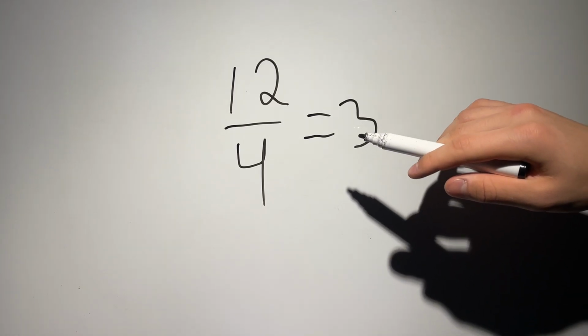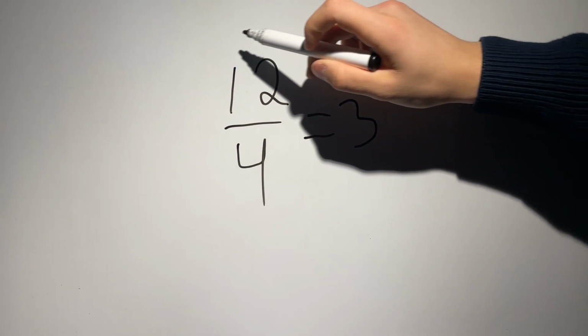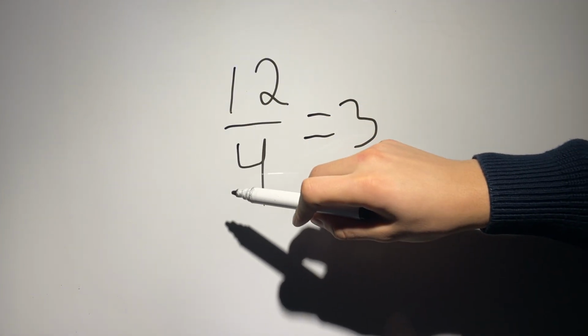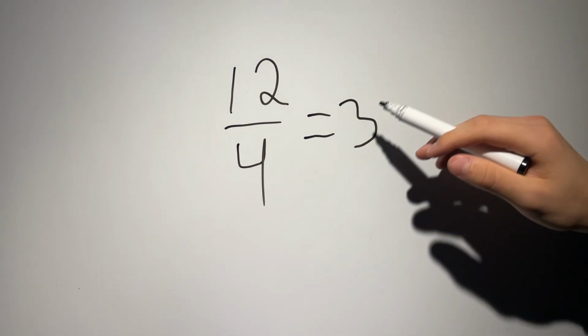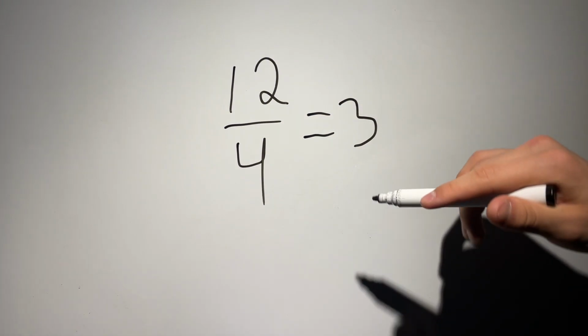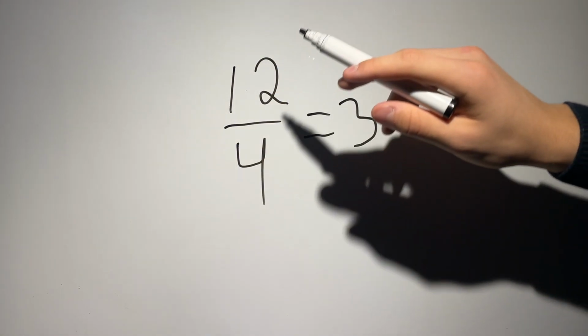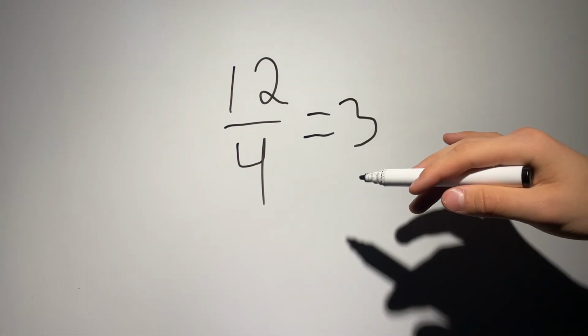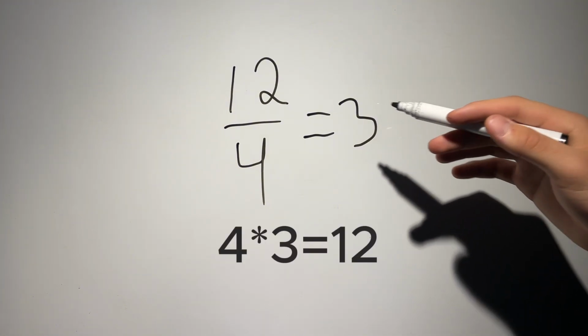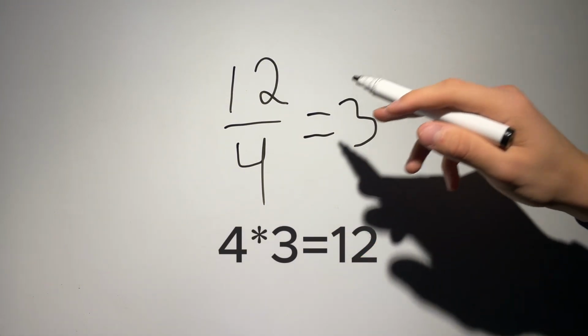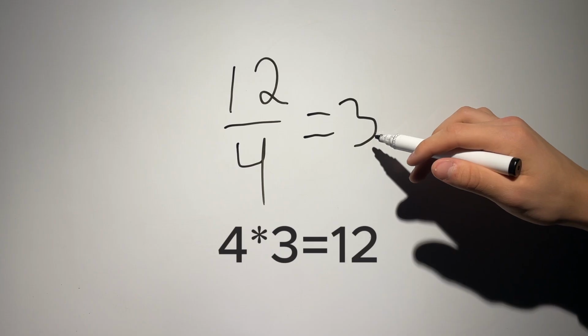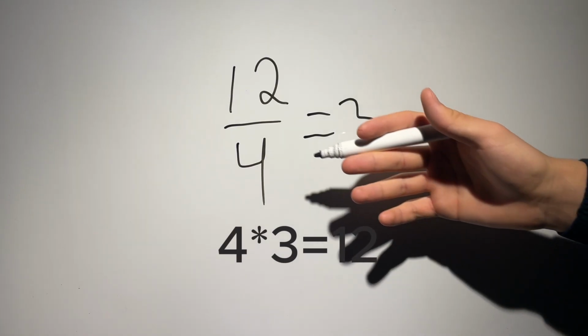Again, we can think of this as splitting 12 into 4 equal parts, and each part is 3. So you could think that division is just multiplying from the other direction, like we have 4 parts that each have 3, and if you calculate it, it would give us 12.